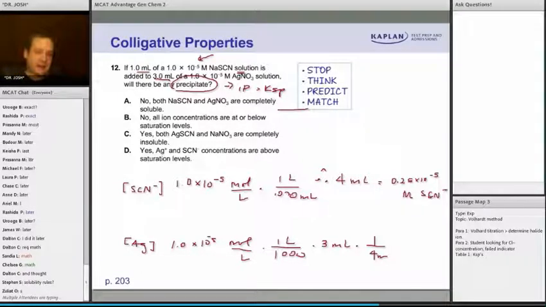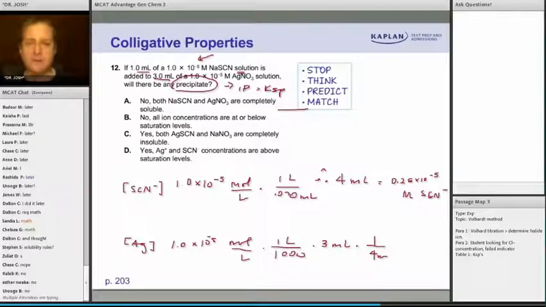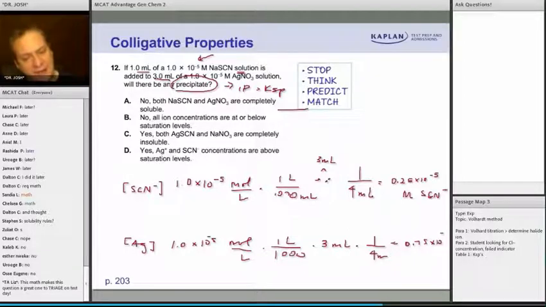Notice how many steps there are. Does this look like something you want to attempt when you're really in the mode of it? When you're really under the gun? No. Because now we have 3 mils of this stuff, but we're going to end up with 4 mils of solution. So we have all these little bits and pieces that we have to go through. In the end, we eventually get 0.75 times 10 to the negative fifth molar Ag.